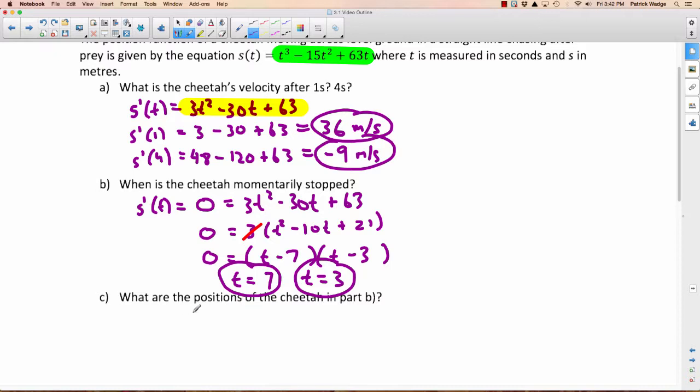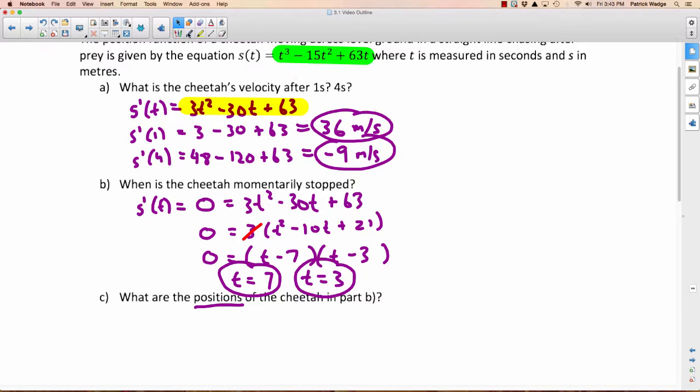So now what we have to do is find the positions of the cheetah at these two times, t equals 7 and t equals 3. So notice it's positions, it's not the velocity. You don't want to be plugging into this highlighted function here because this is velocity. You want to be plugging into this green highlighted one up there, which is actually the position.